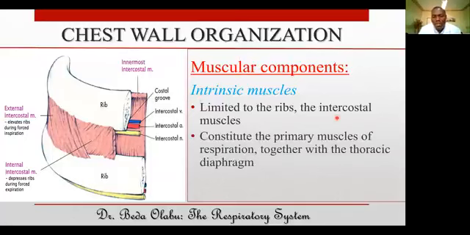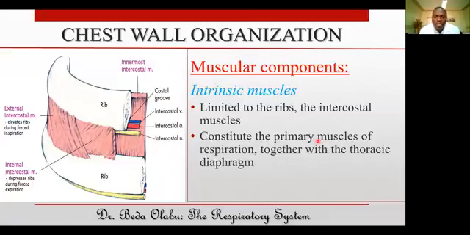The intercostal muscles constitute the primary muscles of respiration. Primary muscles of respiration are the key muscles that are used in normal breathing. So the muscles that we use in normal breathing are the primary muscles of respiration. Usually, the primary muscles of respiration are the intercostal muscles together with the thoracic diaphragm.